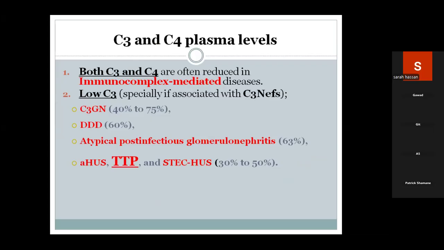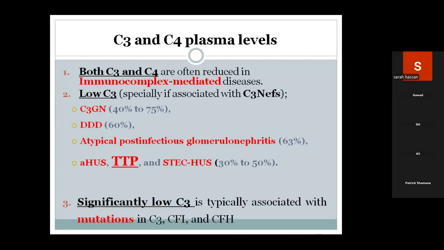And let's have a question: why TTP? TTP is not a complement-mediated disorder. Why will C3 be low in these cases? It's okay for atypical HUS and also for Shiga toxin-induced HUS. Why is C3 low in this case? And we will have the answer in the next slides. C3 will be significantly low alone, without reduction in C4, in mutations of the regulatory factors such as factor H or factor I.